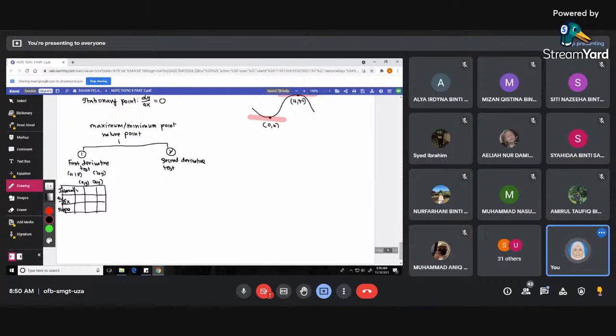Yang pertama, x less than a. Yang kedua, x between a dengan b. Yang ketiga, x greater than b. Okay. Kemudian you tengoklah gradient awak, kalau positif increase. Kalau dy/dx awak negatif decrease. Boleh di situ.